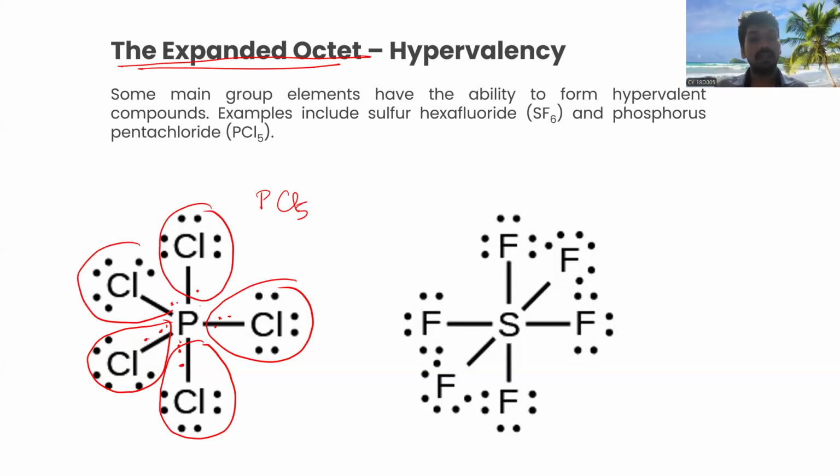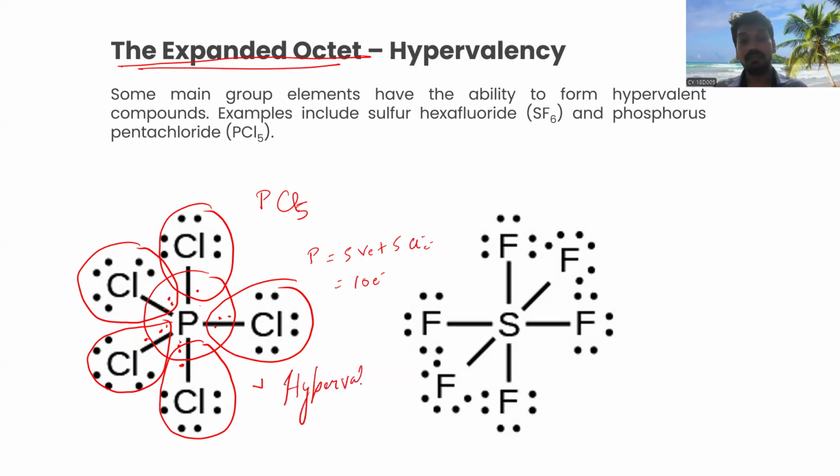Okay. But in case of phosphorus, 5 valence electrons phosphorus has, plus 5 electrons from the chlorine. Okay. Total 10 electrons are there at the center atom. So phosphorus is having 10 electrons, which is a violation of the octet rule. And that's why this phenomenon is known as hypervalency, where phosphorus is having 10 electrons.